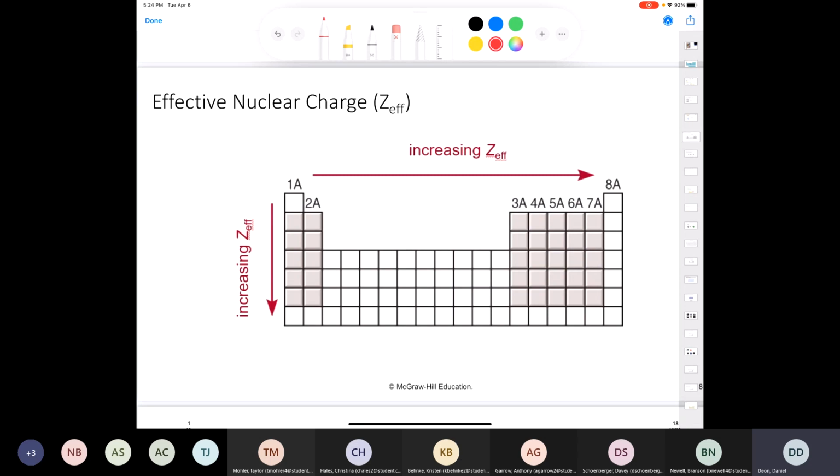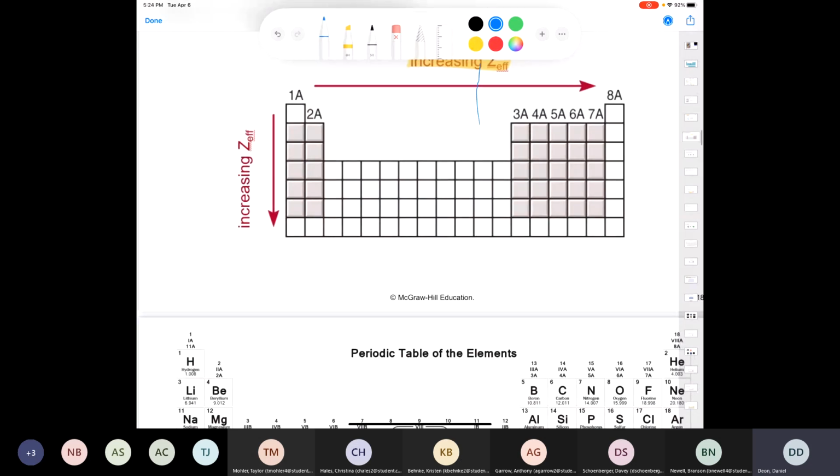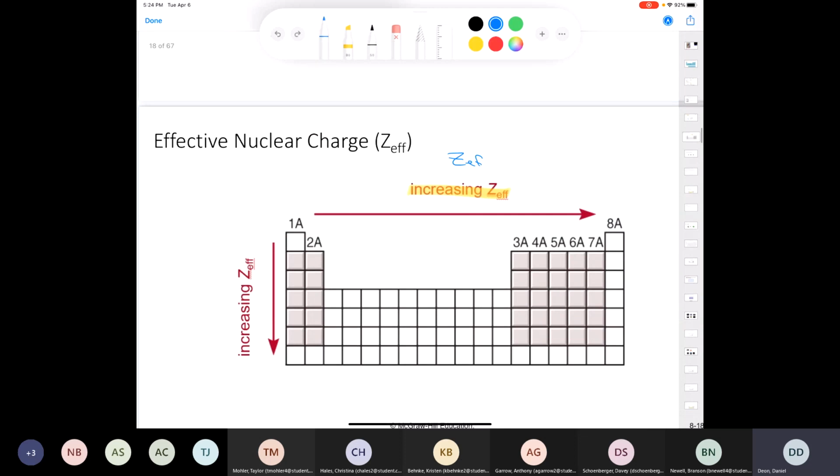As we go from left to right across a period, effective nuclear charge increases. That's pretty intuitive based off of your understanding of this formula: effective nuclear charge is equal to Z minus the shielding constant. So total number of electrons subtract the number of core electrons. That's what we looked at on that slide that had lithium, sodium, magnesium, aluminum, and silicon.